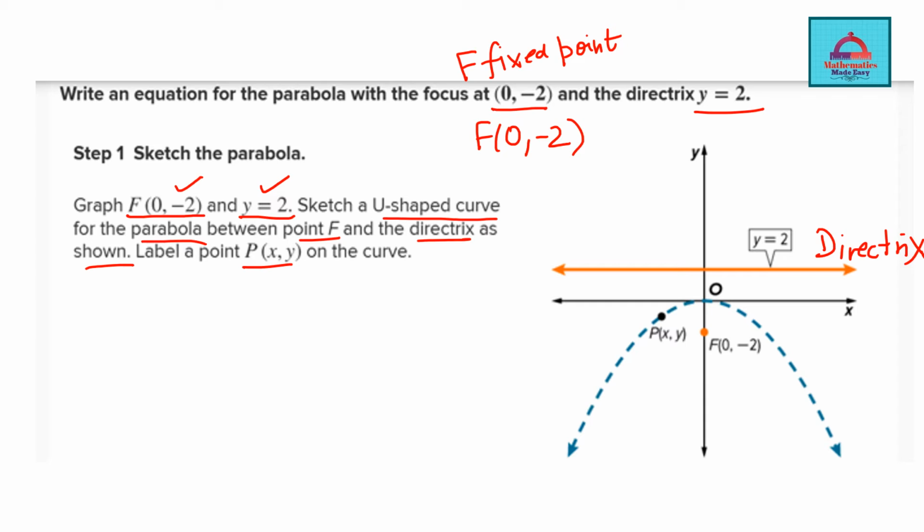As you saw in the last slide, we are going to be using the fact that PF is equal to PD by the definition of the parabola. Any point P on the parabola is at the same distance from the focus as from the directrix. So this is step 1. Let's move to step 2 now.